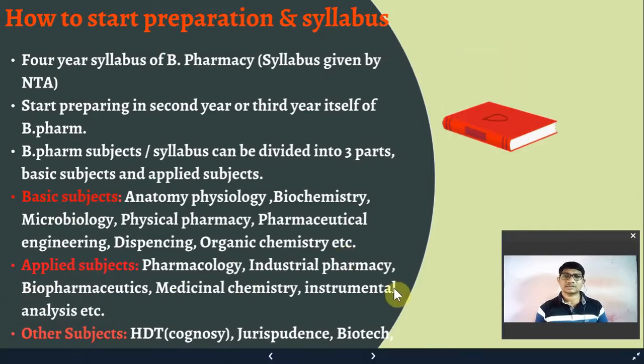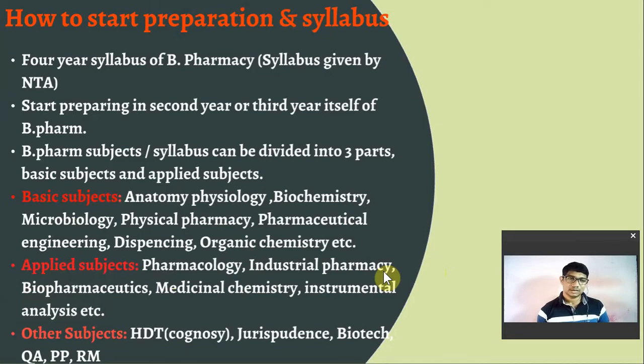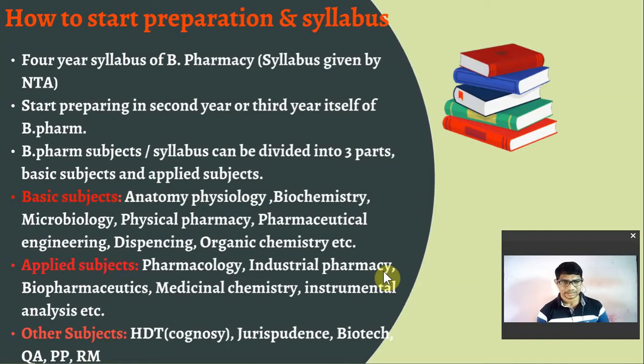Now, what are the applied subjects? Applied subjects, for example, are pharmacology, industrial pharmacy, biopharmaceutics, medicinal chemistry, instrumental analysis. These are the applied subjects. What are the other or uncategorized subjects? Herbal drug technology or pharmacognosy, jurisprudence, biotechnology, quality assurance, pharmacy practice, research methodology. These are the other subjects. Okay, so basic, applied, and other.